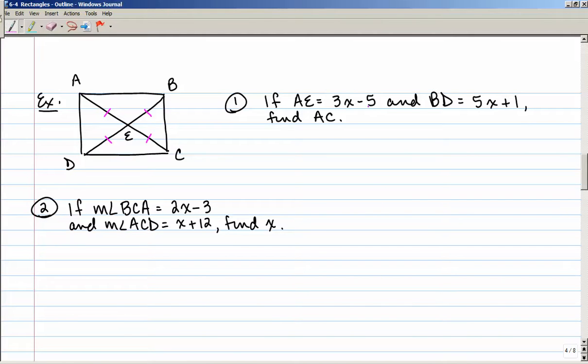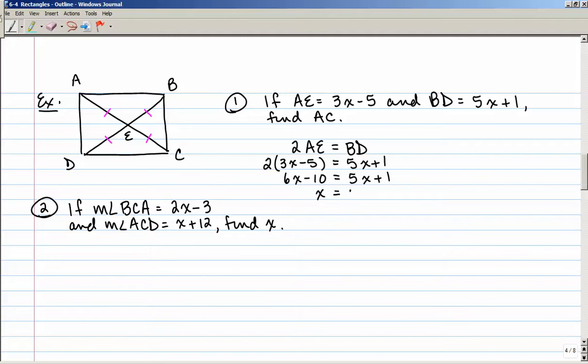Now, they give me an algebraic expression for AE, but then they give me one for BD. It looks to me that BD is going to be twice as long as AE. So I can say 2 times AE is equal to BD. Let's look at that again. AE is half of a diagonal, and BD is a whole diagonal. And I know the diagonals are congruent to each other, so 2 AEs is going to equal 1 BD. So 2 times 3x minus 5 equals 5x plus 1. 6x minus 10 equals 5x plus 1.